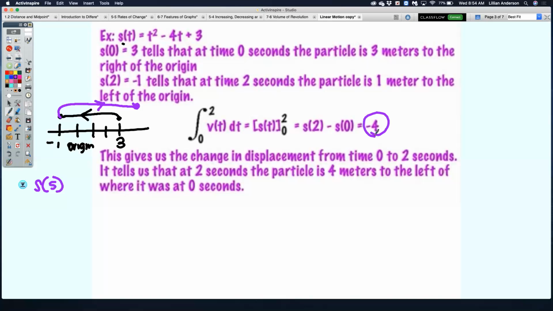The negative tells us left. If it was positive, it'd be to the right. And as you can see from this motion diagram that I drew, that's exactly true. From where I started, which was here, I'm 1, 2, 3, 4 meters away from where I originally started. Okay? That's what integration can tell us.